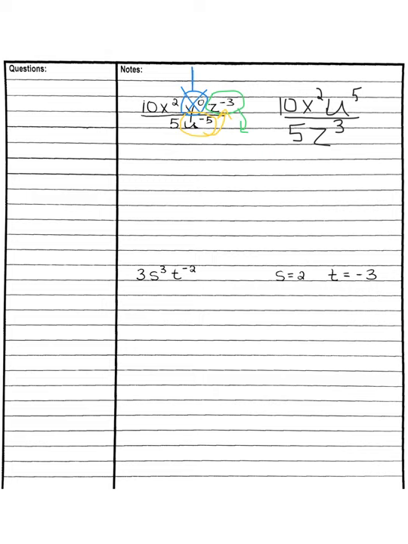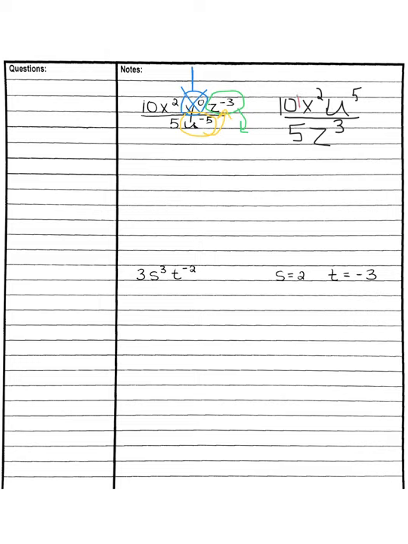So how do you know that you're simplified? Well, you know you're simplified if you have no negative exponents. You also know you're simplified if you see each letter only written one time. So I only see one letter X written, one letter U, and one letter Z. So far we are simplified. I have no negative exponents and I only see one of those.